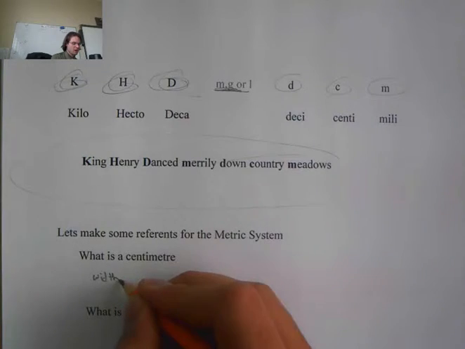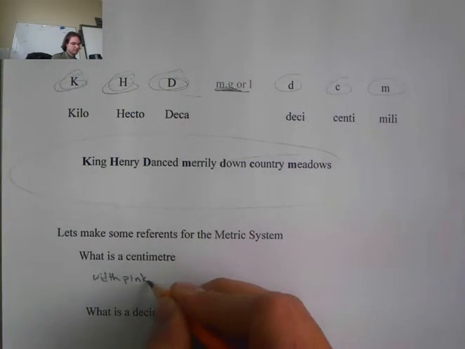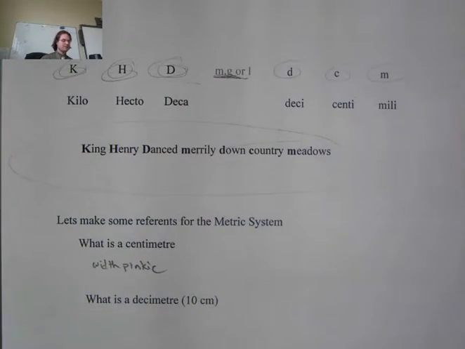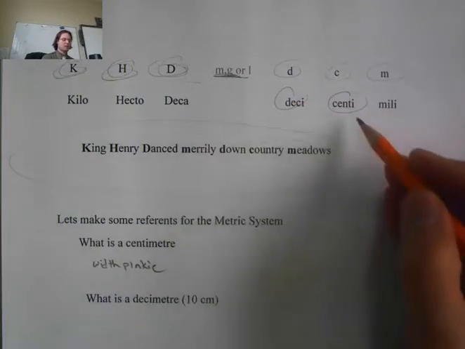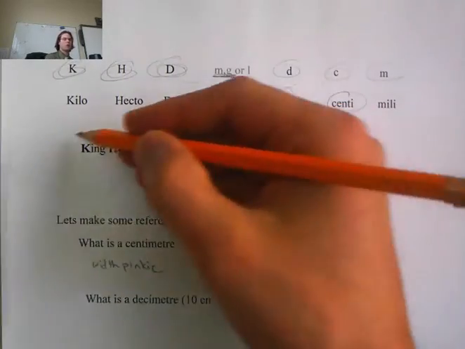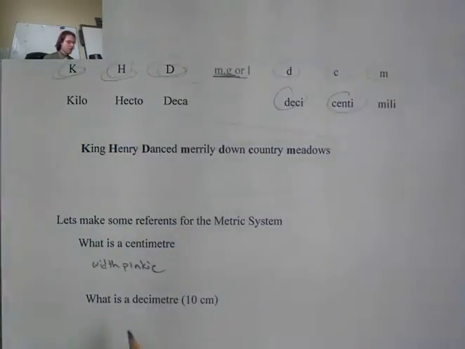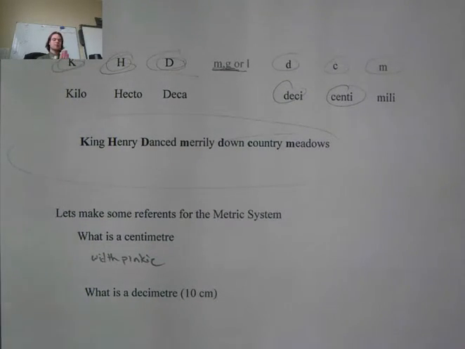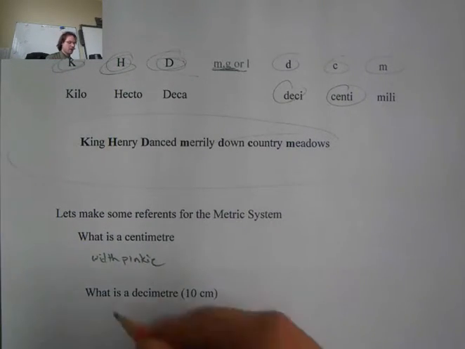So it's the width of a pinky. Okay? What is 1 decimeter? Which is 10 centimeters, right? Centimeter, we know that one. Deci is 10. We keep on moving the decimal place over 1 all the way through. So what is 1 decimeter? Well, that's 10 centimeters. That's about the width of my hand, a bit more, from thumb to hand. So it's my hand width.